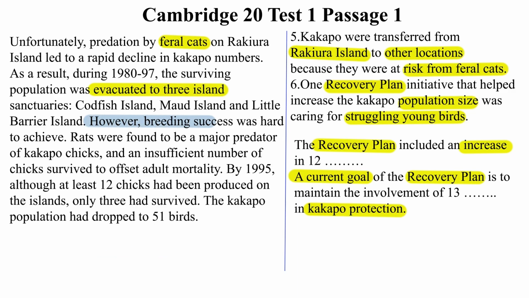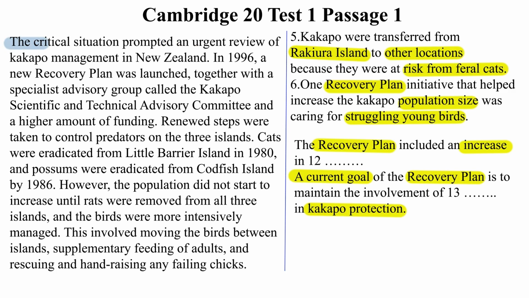However, breeding success was hard to achieve. Rats are found to be a major predator of kakapo chicks, and an insufficient number of chicks survive to offset adult mortality. By 1995, although at least 12 chicks had been produced on the islands, only 3 had survived. The kakapo population had dropped to 50 birds. Here, no indication for recovery plan and increase of something. Now move to the next one.